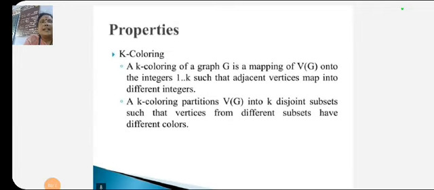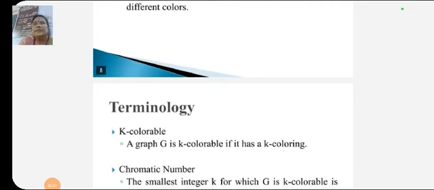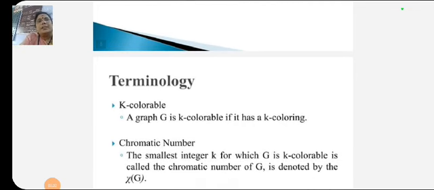Properties: K coloring. A K coloring of a graph G is a mapping of G onto the integers 1, 2, and so on up to K such that adjacent vertices map into different integers. A K coloring partitions G into K disjoint subsets such that vertices from different subsets have different colors. And then terminology: K colorable. A graph G is K colorable if it has a K coloring.